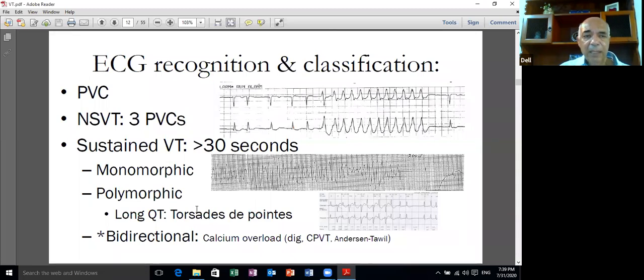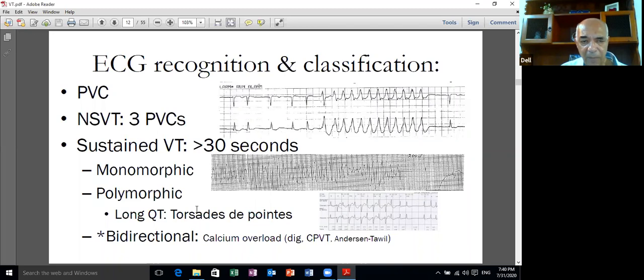Now, if you have one single event arising from the ventricle, that's a PVC. If you have three at a rate of more than 100, this is a non-sustained ventricular tachycardia. If the non-sustained lasts for 30 seconds or more, or is hemodynamically significant, then this is sustained ventricular tachycardia, of which we have four types.